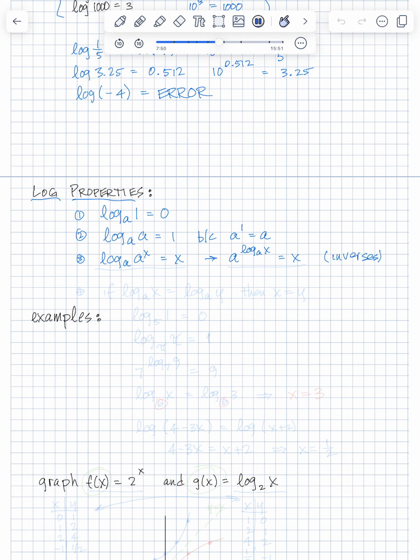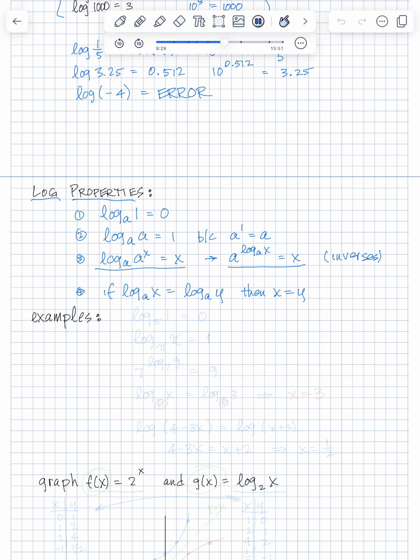So these two functions or equations come in pretty handy when solving log problems. Another one that comes in handy is the one-to-one principle. If log base a of x is equal to log base a of y, then x equals y. And this is the one-to-one principle.